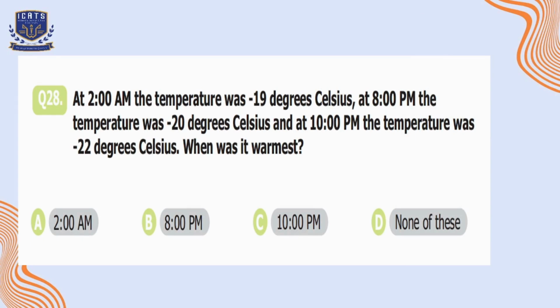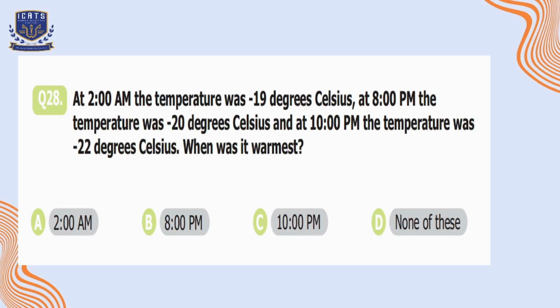Question number 28. At 2 a.m., the temperature was minus 19 degrees Celsius. At 8 p.m., the temperature was minus 20 degrees Celsius. And at 10 p.m., the temperature was minus 22 degrees Celsius. When was it warmest? So option A is 2 a.m., option B 8 p.m., C 10 p.m., and D is none of these.